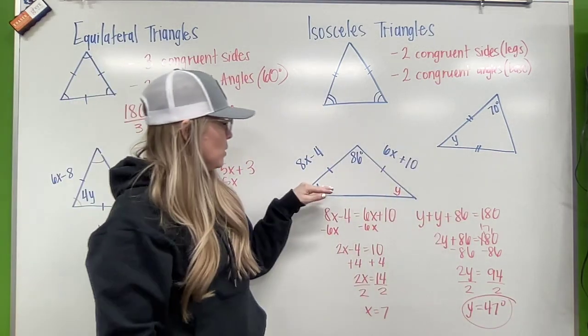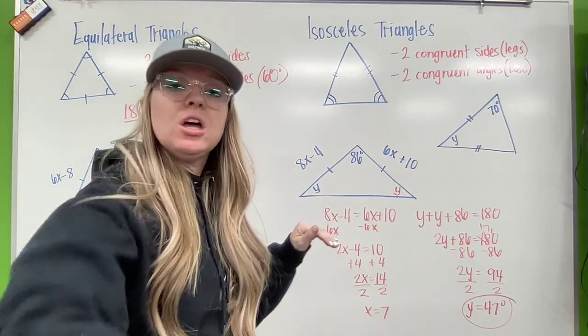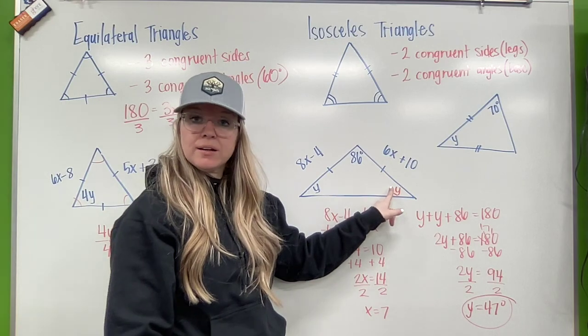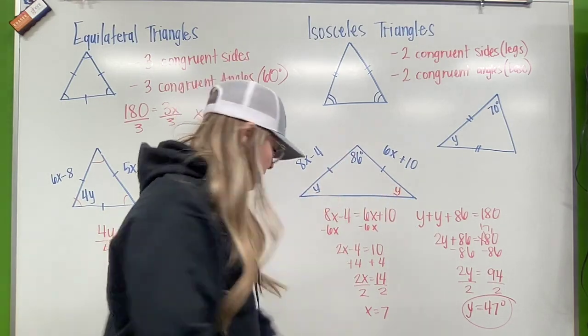So again, because this is isosceles, the two base angles have to be congruent. So I was able to move this y and duplicate it over here, add my 3 angles, equals 180 degrees.